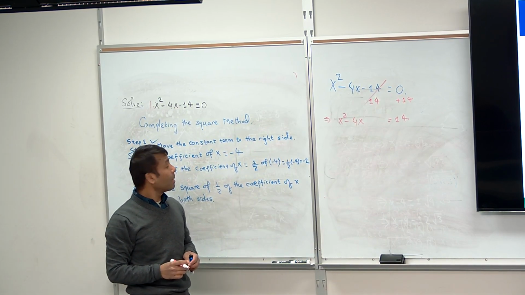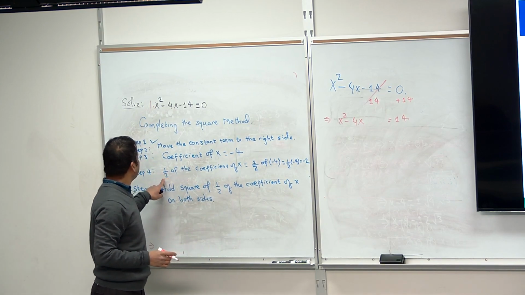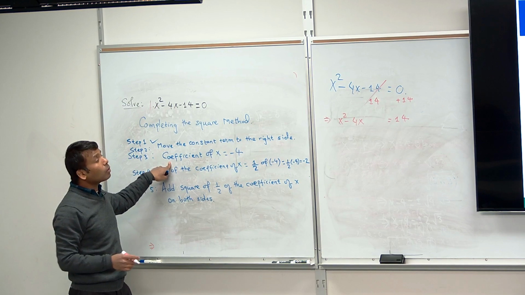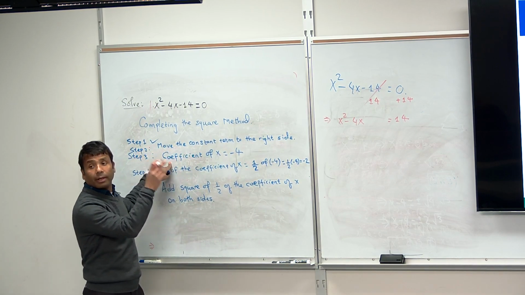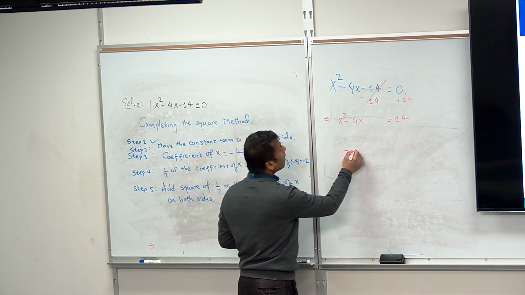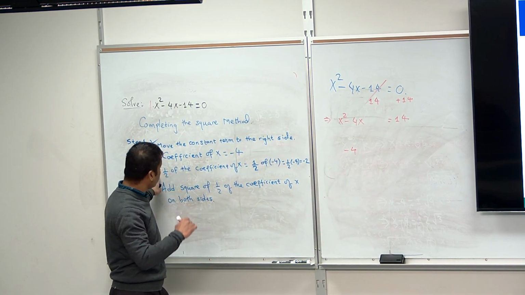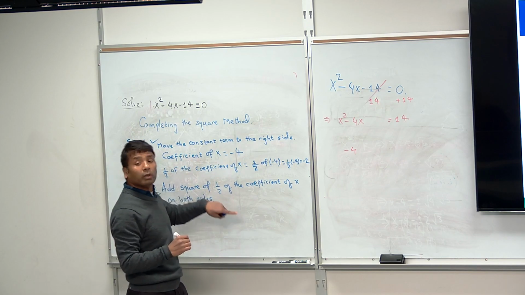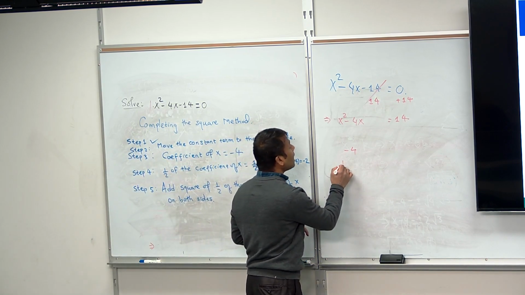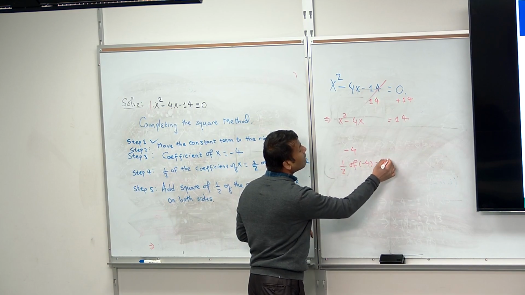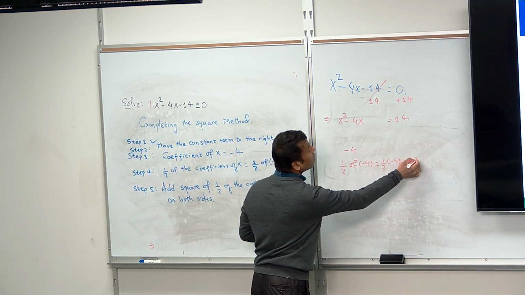Good. What is step 3? Figure out the coefficient of x. What is the coefficient of x? -4. Is that right? And in step 4, find the half of the coefficient of x. What is half of -4? Half times -4 is -2. Is that right?